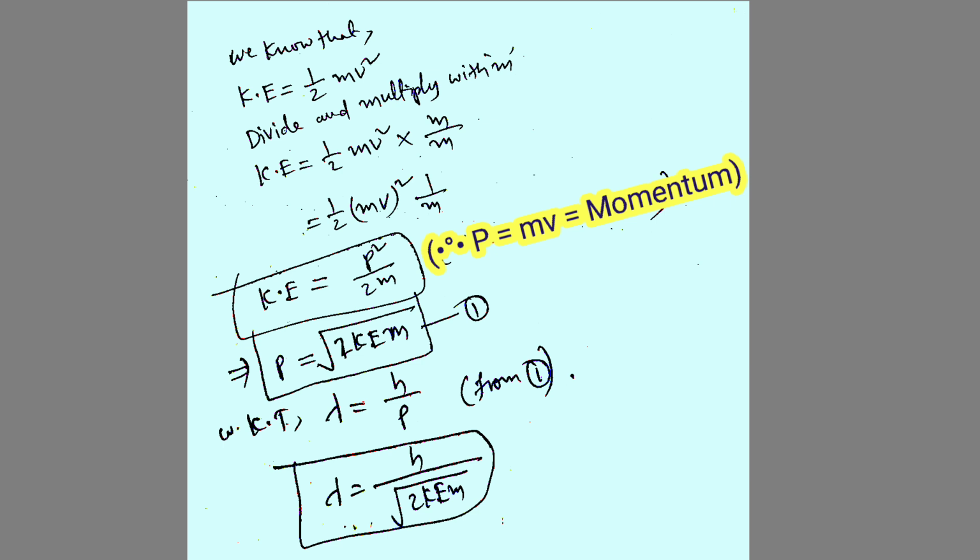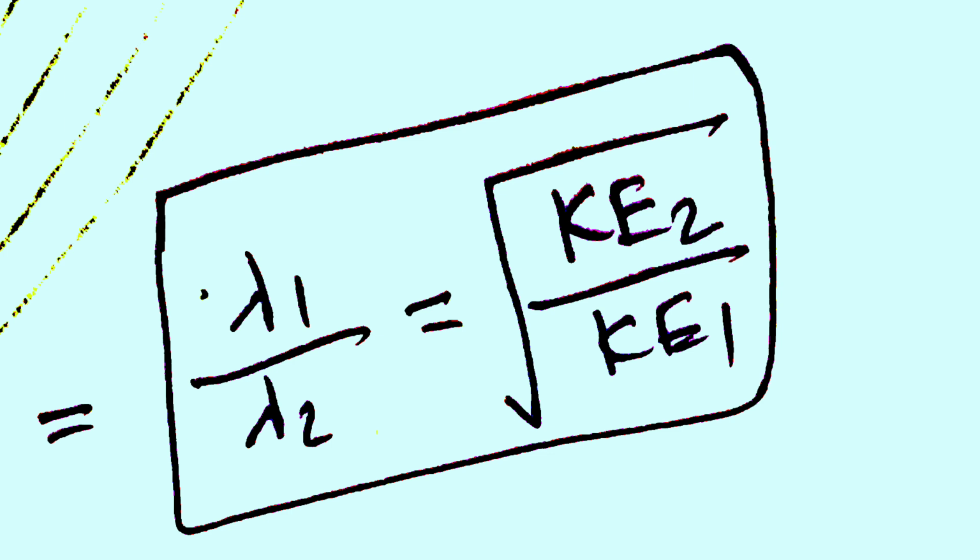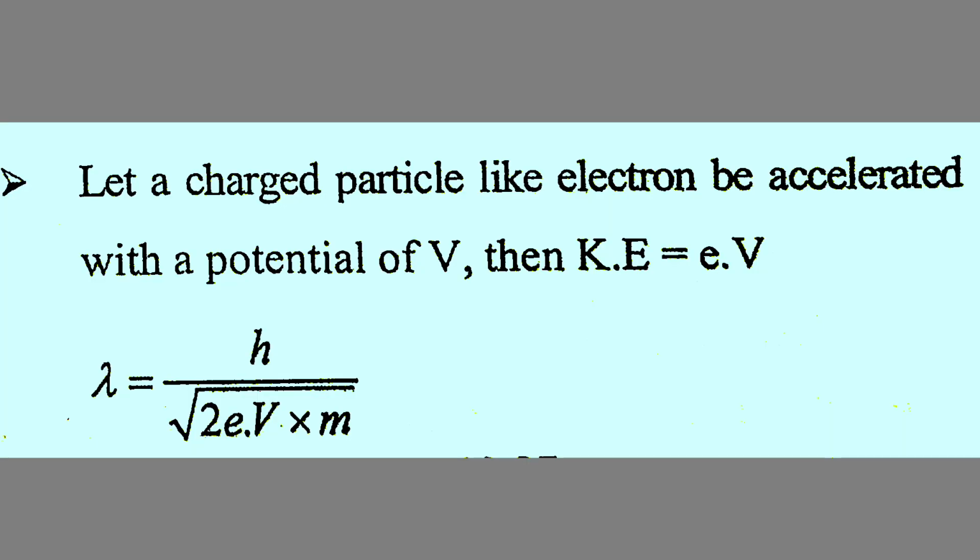This is for one particle. If you want it for two particles, then the expression we get is lambda 1 by lambda 2 is equal to root over KE2 by KE1. Now the fourth application is: let a charged particle like an electron be accelerated with a potential of V, then kinetic energy is equal to e into V. From this we write the lambda value as h by root over 2 eV into m. Simply, we substituted eV in the place of KE.